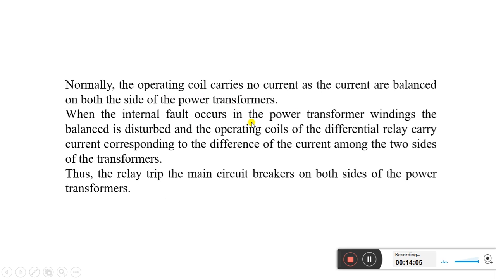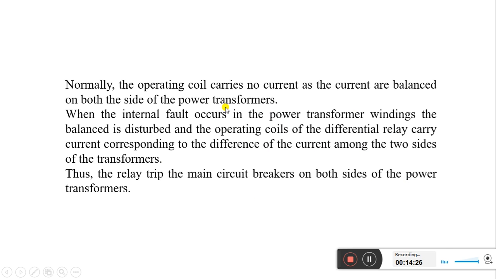When an internal fault occurs in the power transformer winding, the balance is disturbed and the operating coils of the differential relay carry current corresponding to the difference of the currents on the two sides of the transformer. Thus the relay trips the main circuit breakers on both sides of the power transformer.